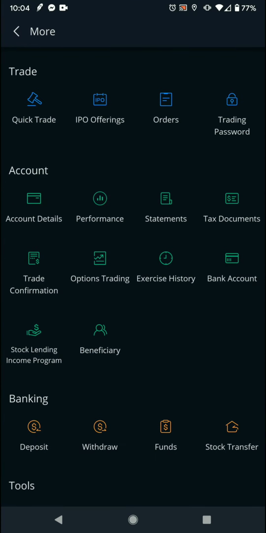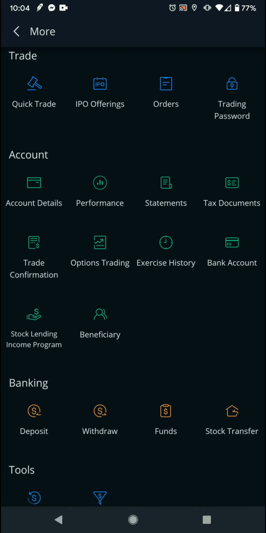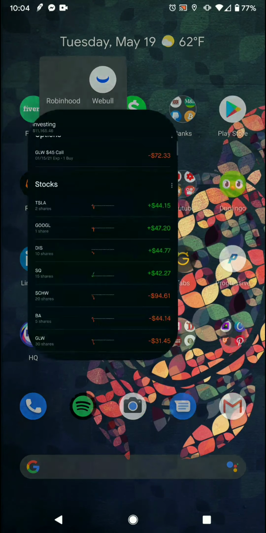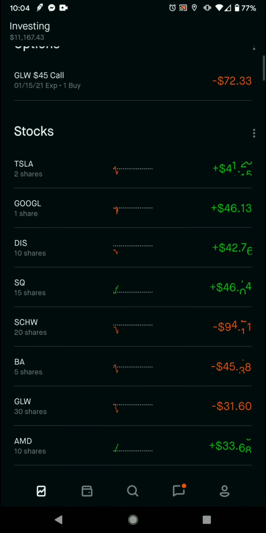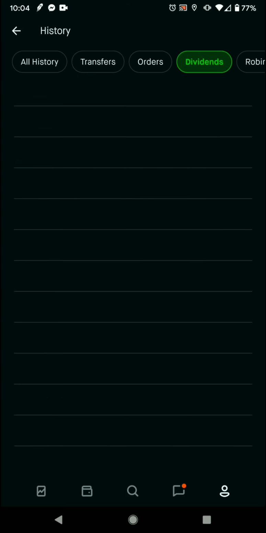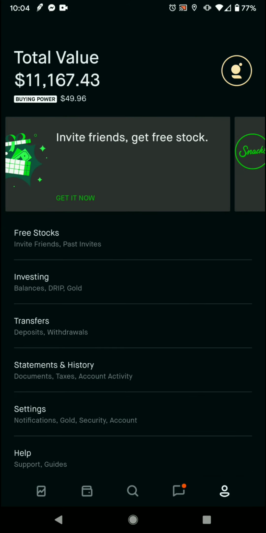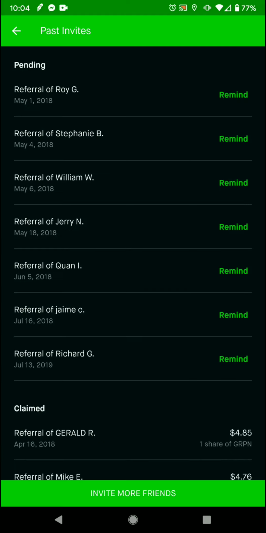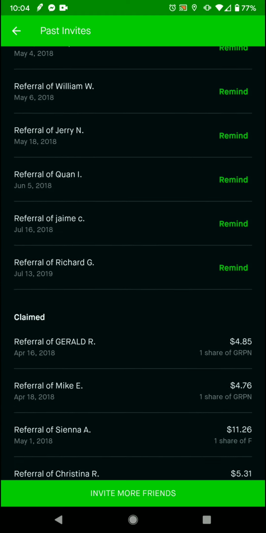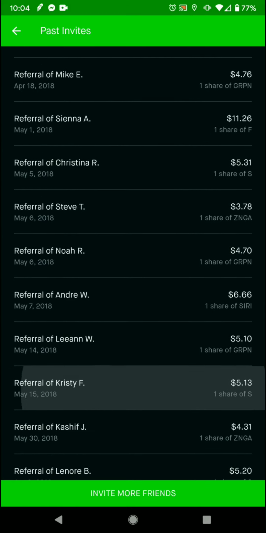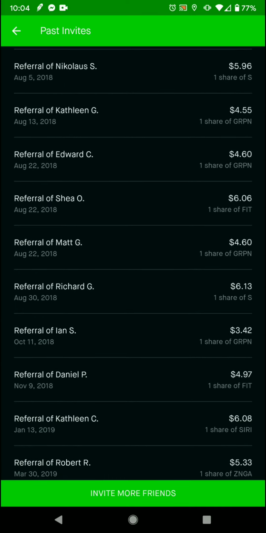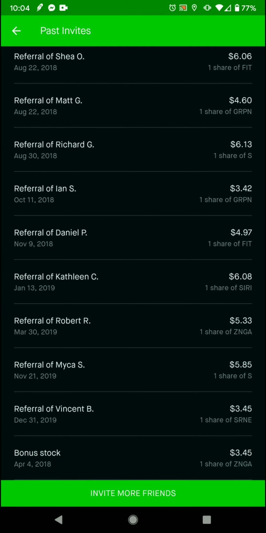I'm not going to go into all the details of WeBull. I'm actually going to hop back into Robinhood and show you some of the previous invites I've had. To compare Robinhood to WeBull, the invite and referral program hasn't been as strong. Every share, every company I've received has been below $10, whereas joining up with WeBull, 3 out of the 4 have been over $10.